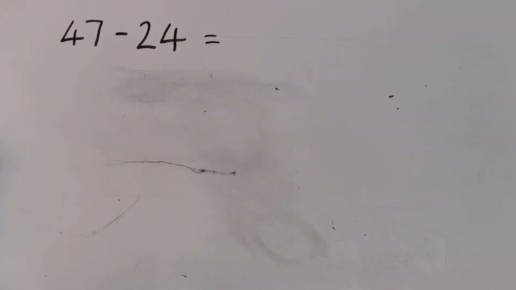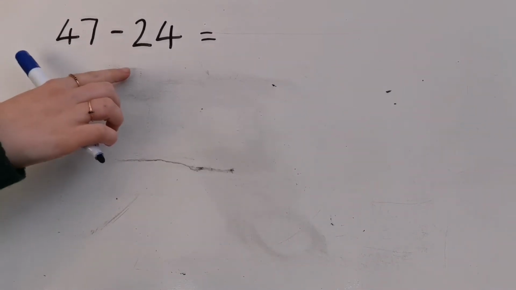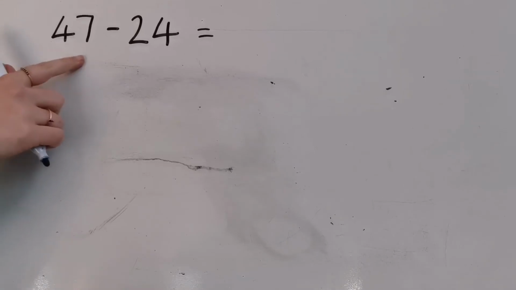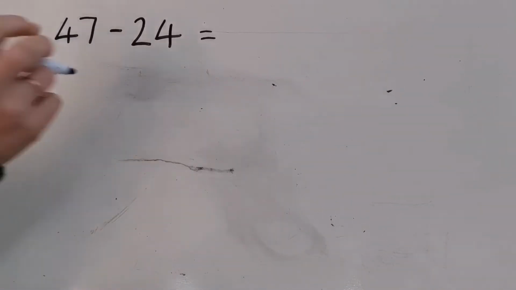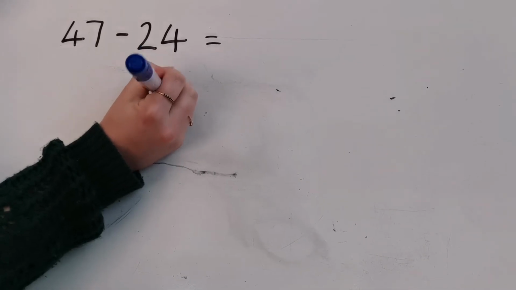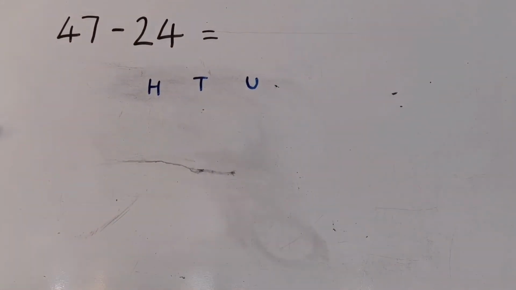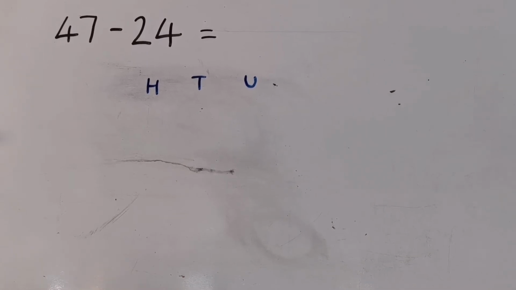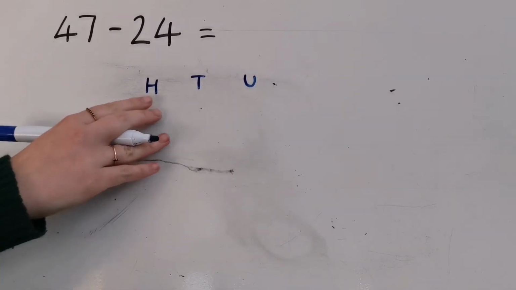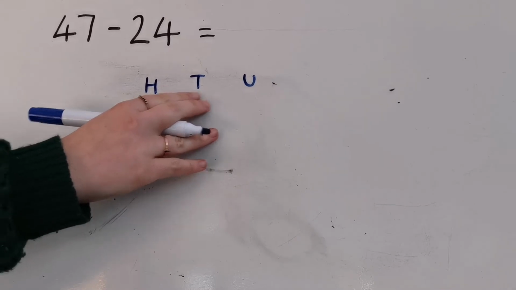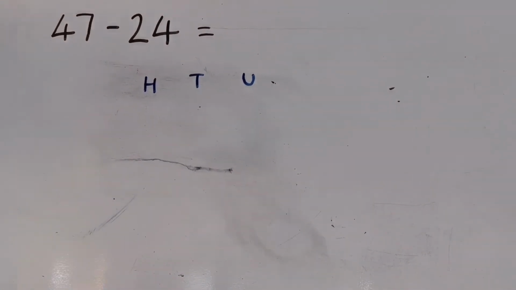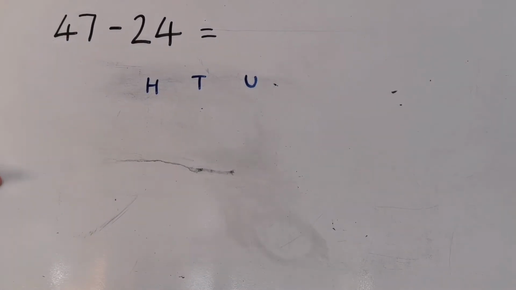We're going to start simply by looking at a 2-digit take away another 2-digit number. So we have the problem 47 minus 24. Now to solve this, the first thing I want to do is make sure that I have lined up my numbers into the correct place value columns. So I'm starting here by writing an H for hundreds, T for tens and a U for units.